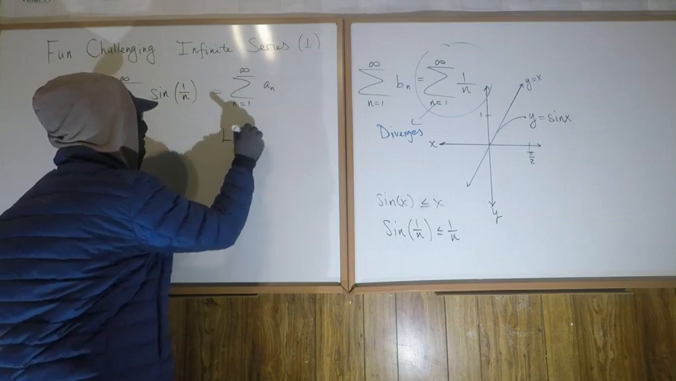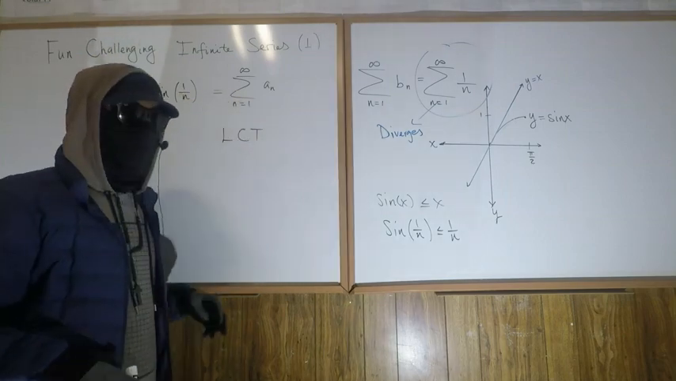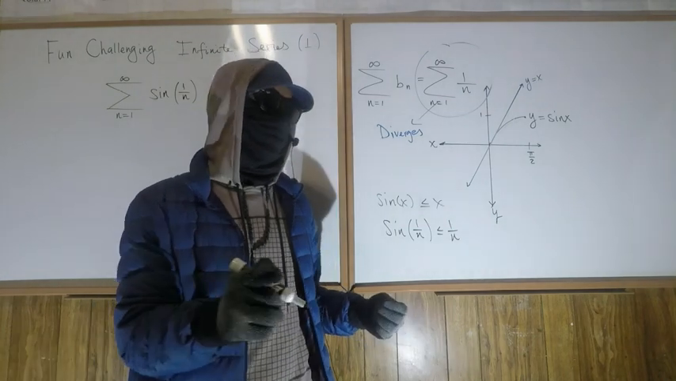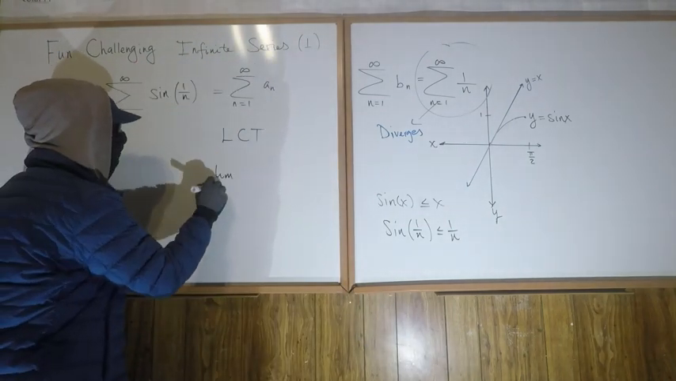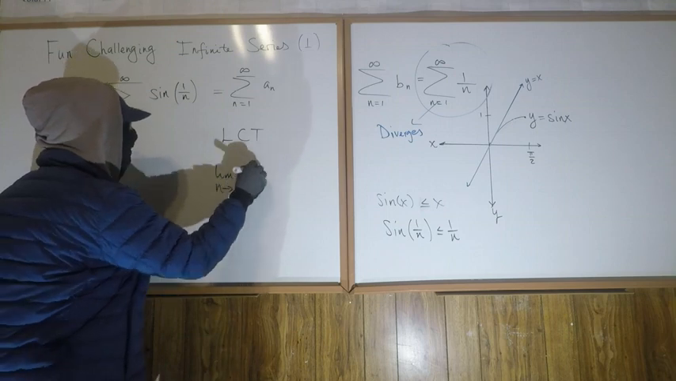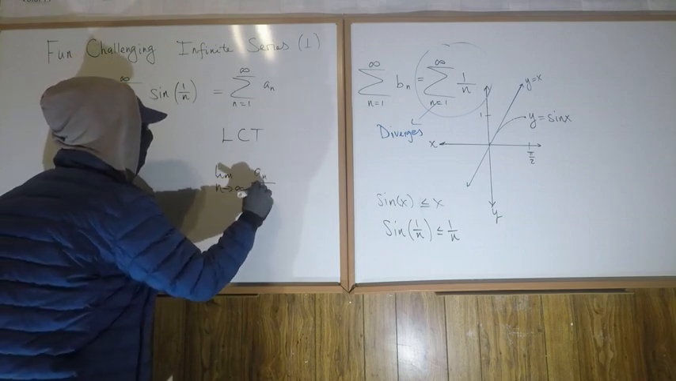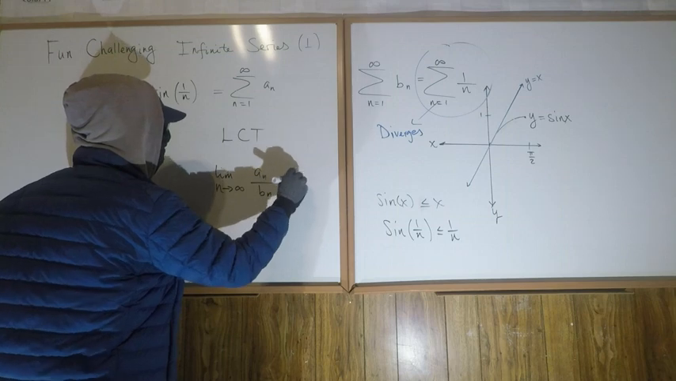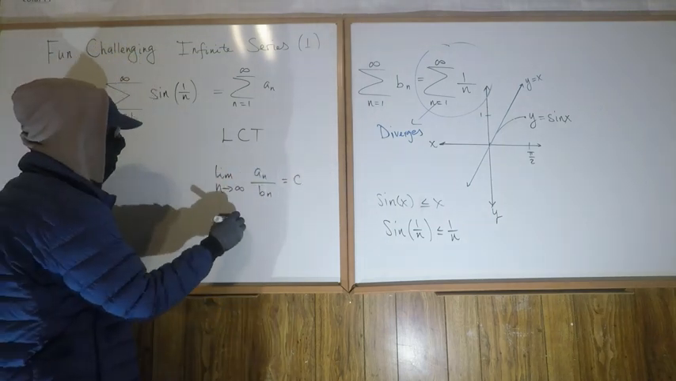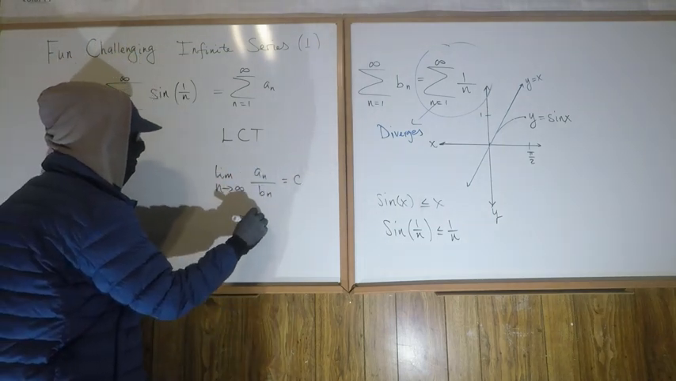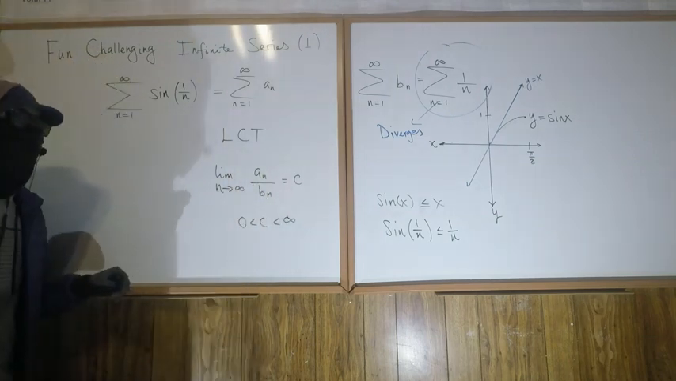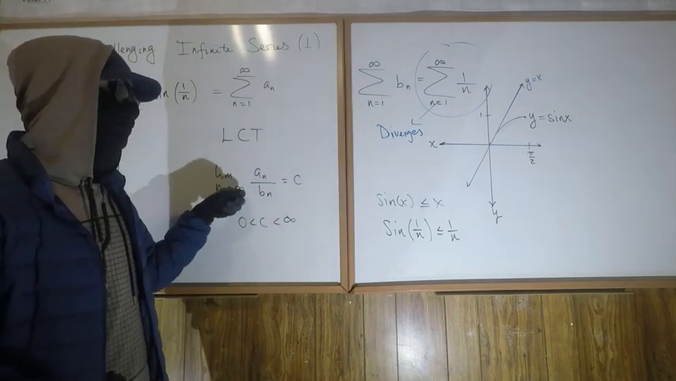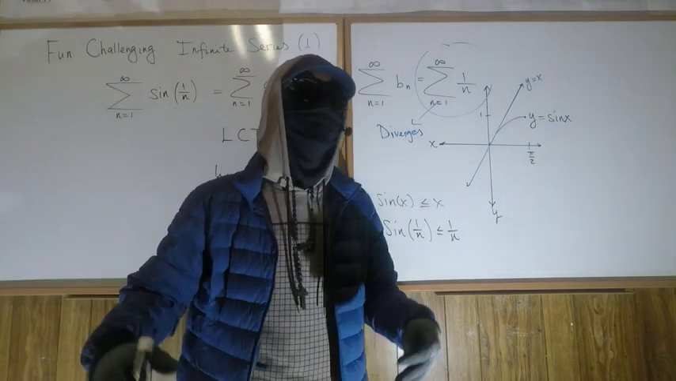So limit comparison test, right? Okay, how do we use the limit comparison test here? Remember what it said. If you take the limit as n goes to infinity of a sub n over b sub n, and you find that it's equal to some constant c, and you find that c is positive, that is 0 is less than c, and c is also finite, so c is less than infinity, then the series made of an and bn either both converge or both diverge.